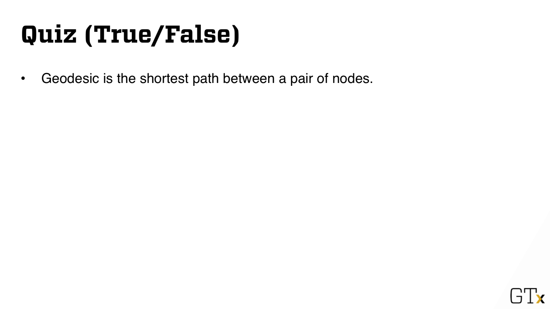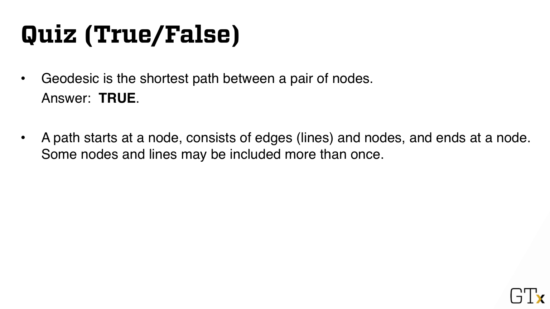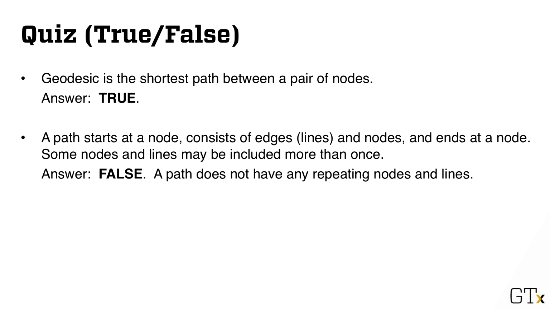The true false question, the first one: a geodesic is the shortest path between a pair of nodes. Answer is yes, it is true. The next question: a path starts at a node, consists of edges and nodes and ends at a node. Some nodes and lines may be included more than once. Answer, false. A path does not have any repeating nodes and lines.